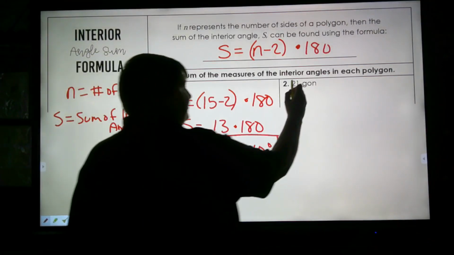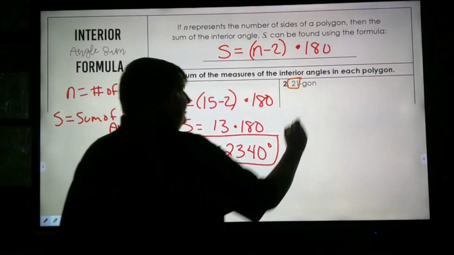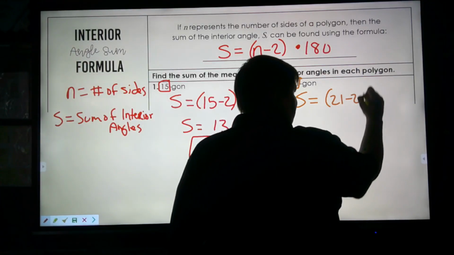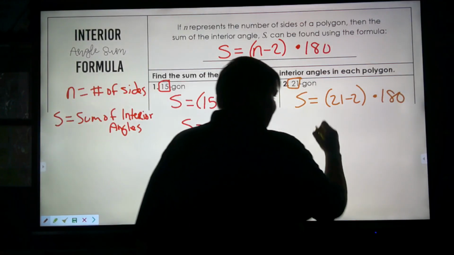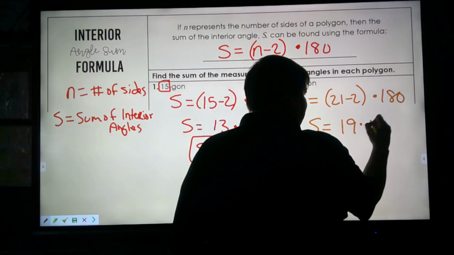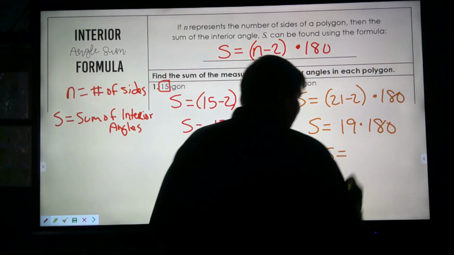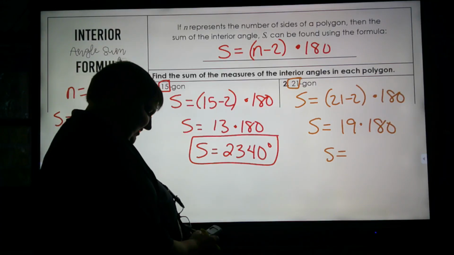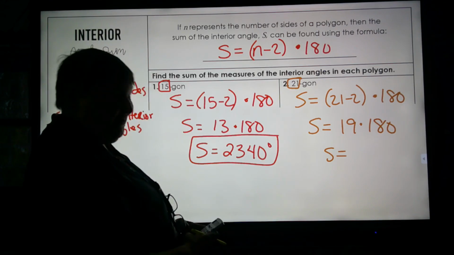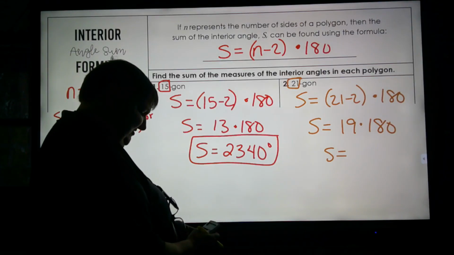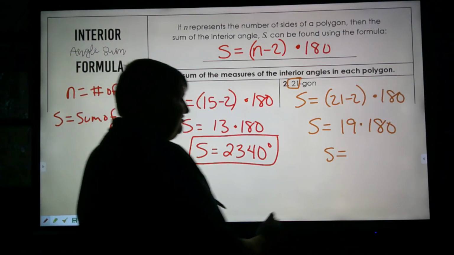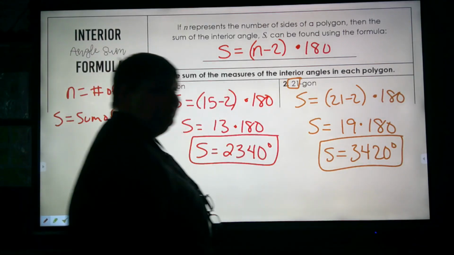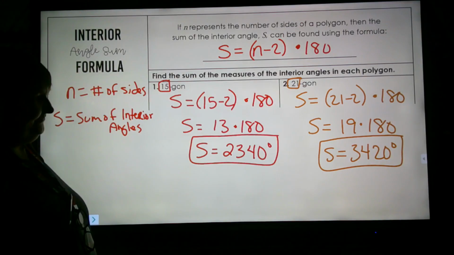All right, again, this one is a 21-sided polygon. So the sum of the interior angles is 21 minus 2 times 180. The sum is 19 times 180. I typed that wrong. That's why you type it twice. Ooh, I was wrong twice. 19 times 180. 3420. 3,420 degrees. Box or circle your final answer so I know it's your final answer.